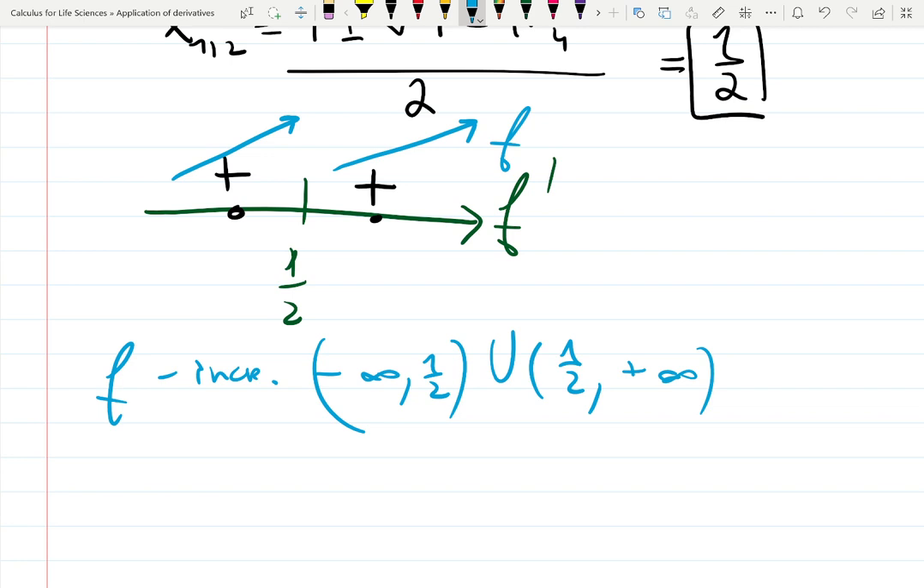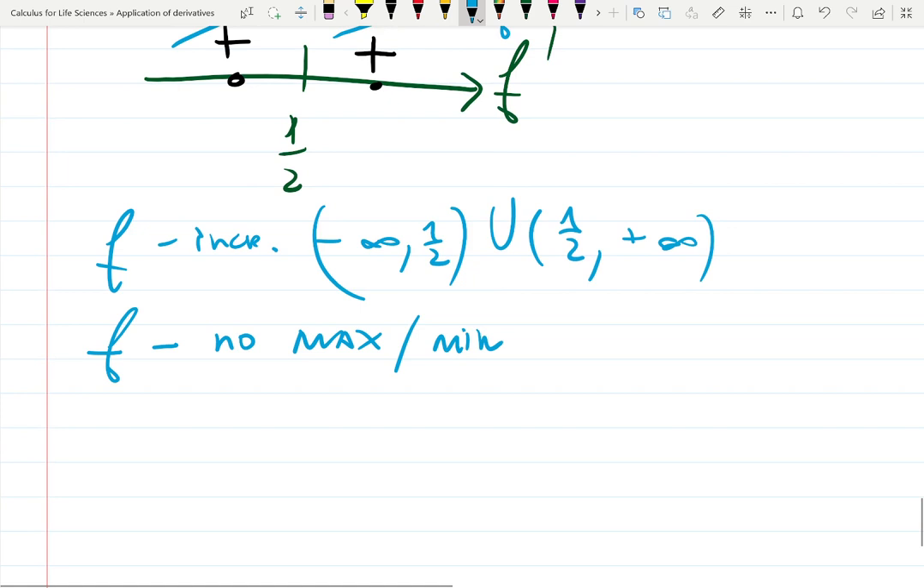It's 0 there, so you're not supposed to merge. The function is increasing everywhere. So does the function have any maximum or minimum? No, it's just infinitely going up. No max or minimum, at least from minus infinity to infinity. The moment you cut it somehow, it will have. So that is the answer for question number 1.